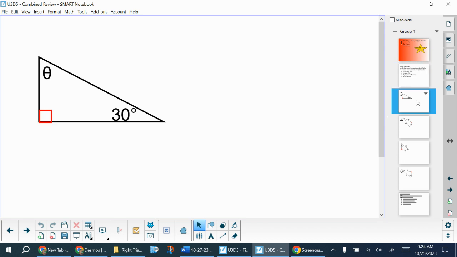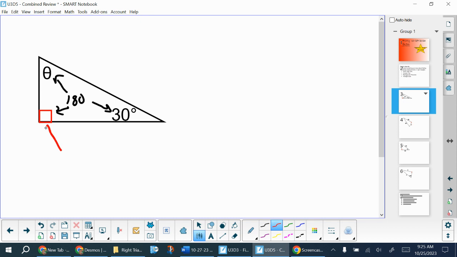So we're going to start off pretty easy. If I asked you to find that missing angle there, we're not even going to need to use trigonometry because we don't even have any sides, first of all. But what we do know is if I took all of these angles and added them up, I would get 180 degrees. Now we do need to remember that this right angle symbol means 90 degrees. We've got 30 degrees there, and we're trying to figure out what's left.